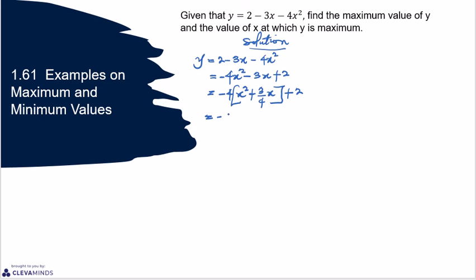We have negative 4, open bracket. What's the coefficient of x? 3 over 4. You divide the coefficient of x by 2, that is, you half the coefficient of x. That gives us 3 over 8. Now, the next thing for us to do is to square the result. That gives us 9 over 64. Then 9 over 64 will be added to this expression, x squared plus 3 over 4x.